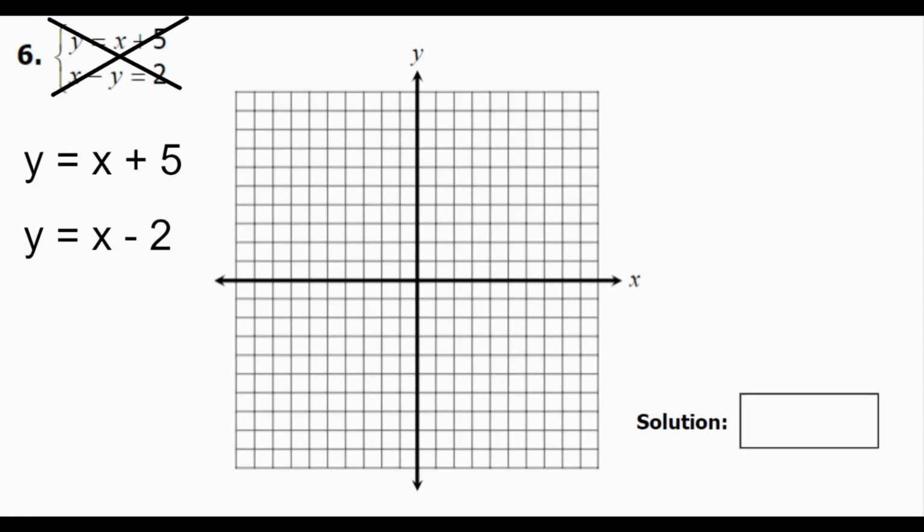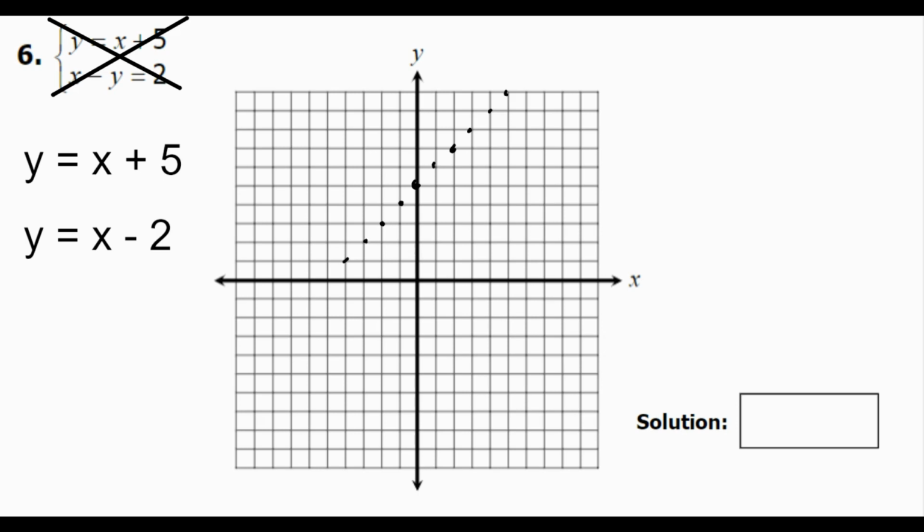And now looking at number 6, again, I gave it to you in slope-intercept form this time. We didn't change it. You could practice changing it if you wanted to. We have y equals x plus 5 and y equals x minus 2. So looking at my first equation, I'm going to start at plus 5. So I'll have my point here. And then my slope is x, or 1 over 1. So I'll go up 1, right 1, up 1, right 1, etc. I can also go down 1, left 1, etc.